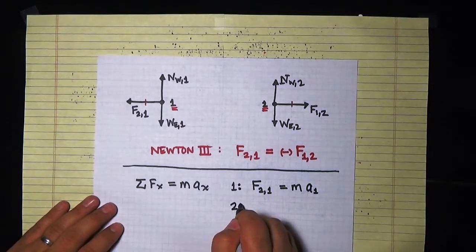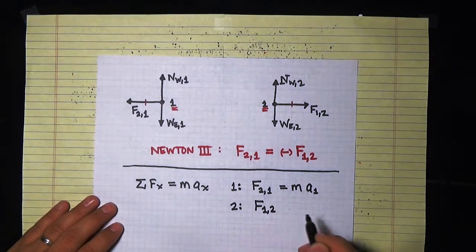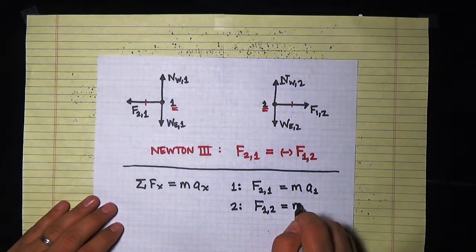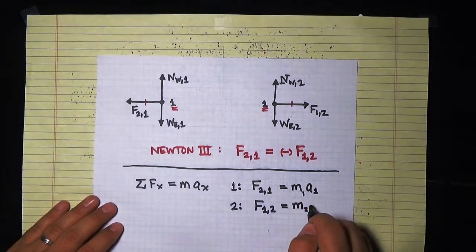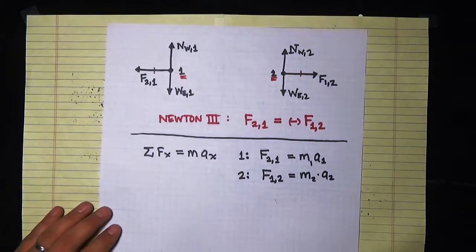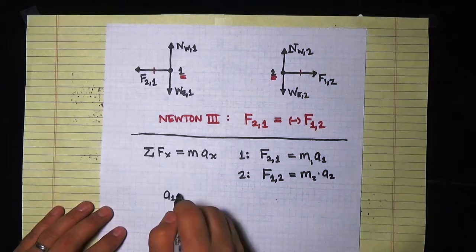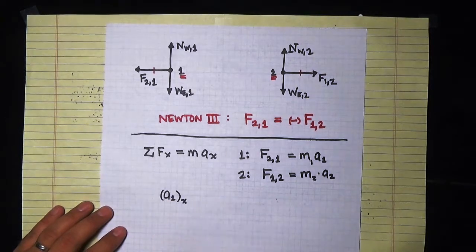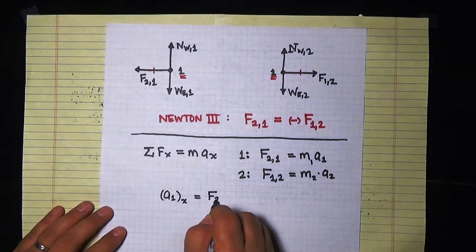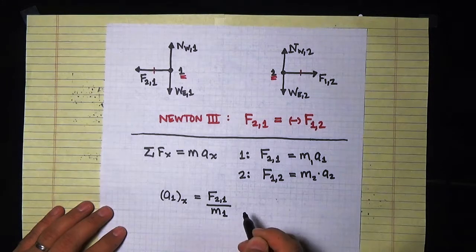And for canoe 2, I see that the force that canoe 2 experiences from canoe 1 is equal to the mass of canoe 2 times the acceleration that canoe 2 experiences. Okay, so if I solve each of those for acceleration, I see that the acceleration that canoe 1 experiences, let me just put an x there to be explicit, is equal to the force that canoe 2 exerts on canoe 1 divided by the mass of canoe 1.